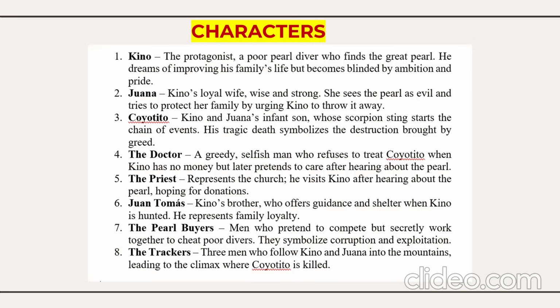And next is Joanna. Joanna is Kino's wife, who is very loyal, wise, strong, and she finds the pearl to be evil, and she tries to protect her family, and she tells her husband to throw it away because of this pearl they get a lot of suffering. Next character we have is Koyotito. Koyotito is a very young baby, the infant son of Kino and Joanna, who gets attacked by a scorpion. The scorpion stings this infant baby, and that brings a lot of events in this story.